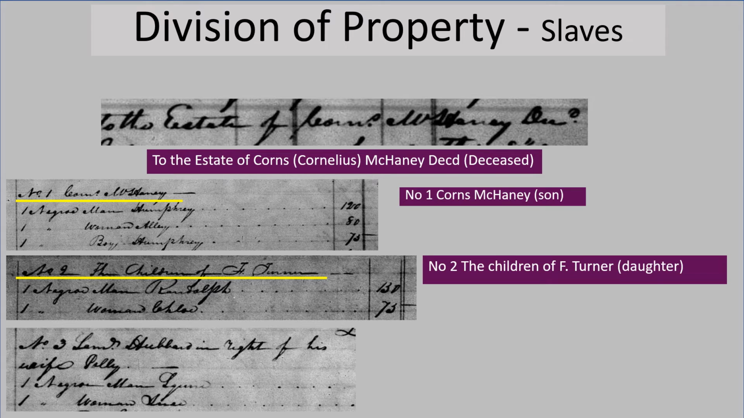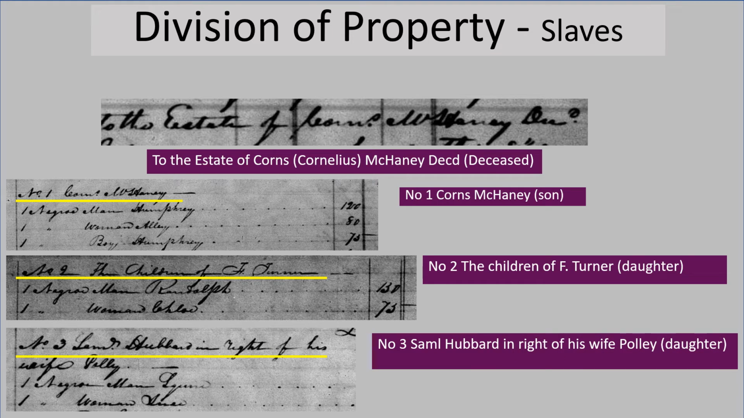Number 2 goes to the children of Francis, his first daughter, who has passed away by the time of the division of property in 1815. Her death date is not known, but from this record her death date can be estimated as 1815 or earlier.